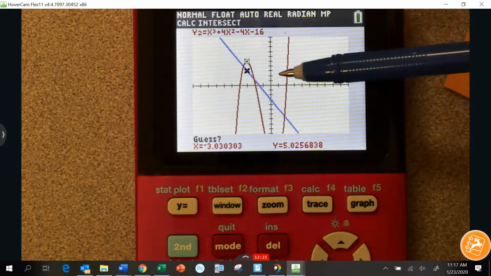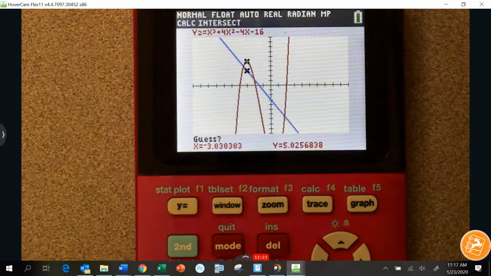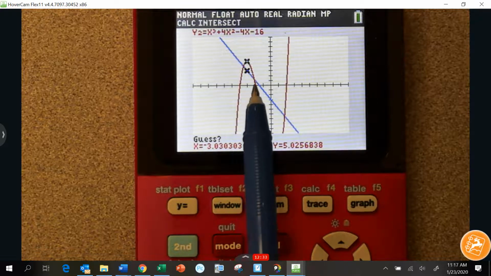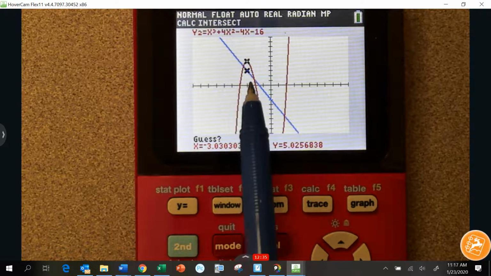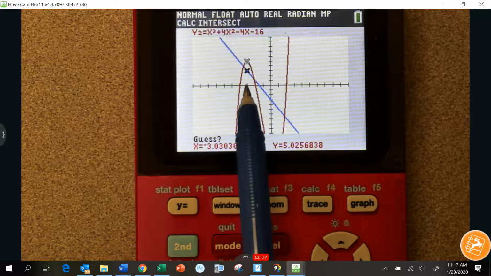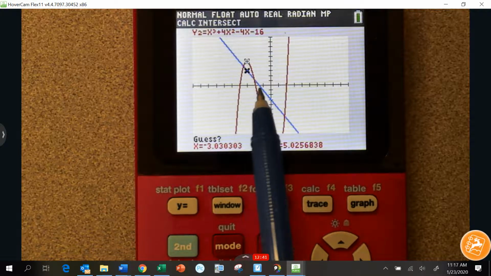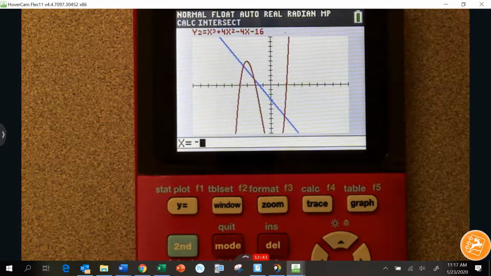Kenny, what do you think? So -3 would be all the way over here. But I'm trying to get this one. Yeah, I'm thinking -2. Because if I type in -3, it might just give me this answer again. Maybe it won't. I'm going to type in -2.